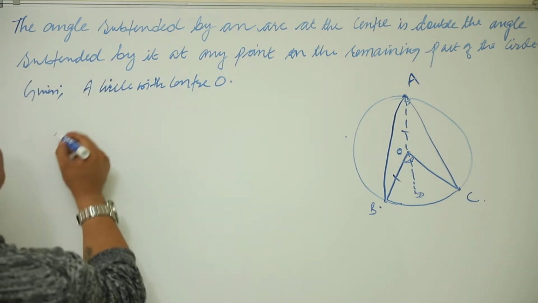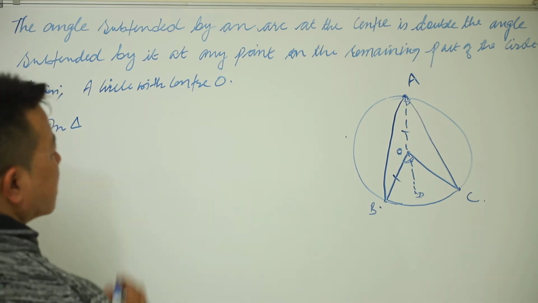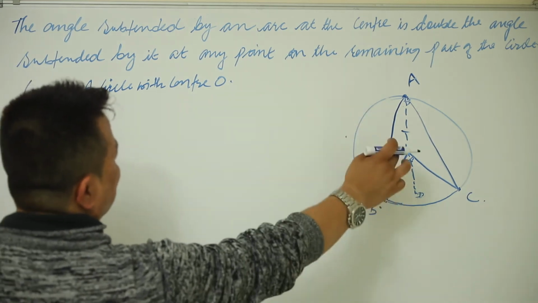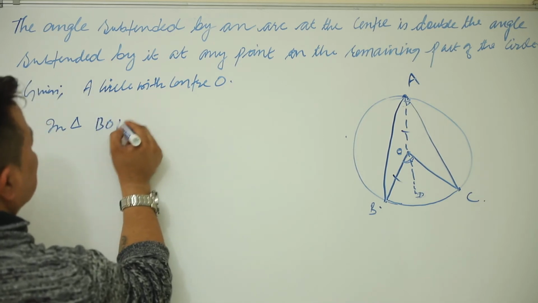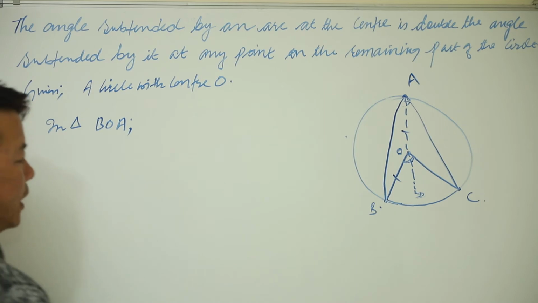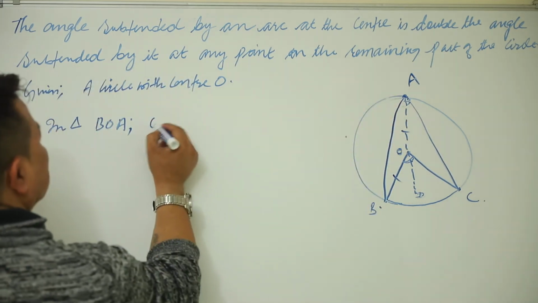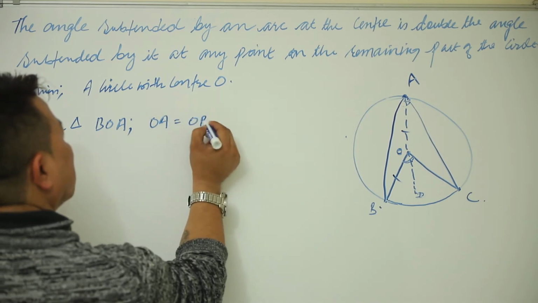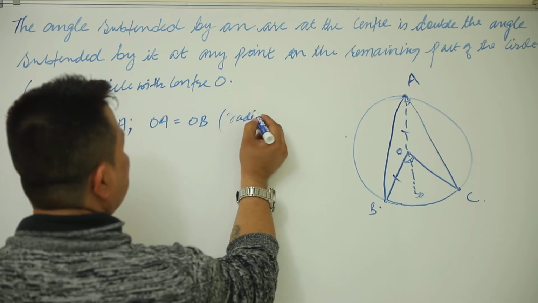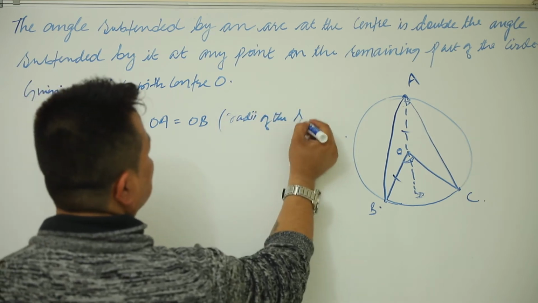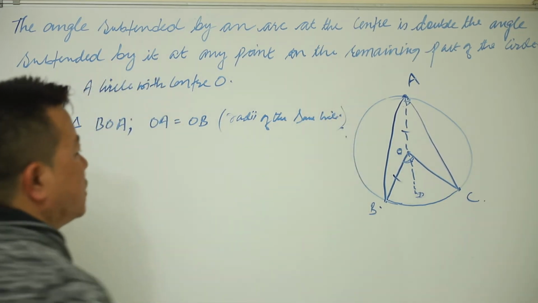So in triangle BOA, what are equal? OA is equal to OB. Reason? Radii of the same circle. Now see here.